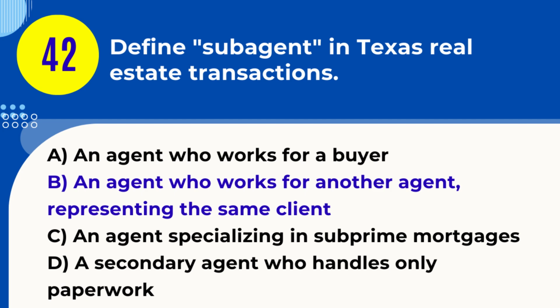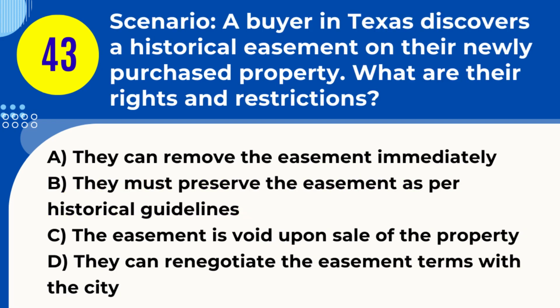Explanation. In Texas real estate, a subagent is an agent who works under another agent, representing the same client, often the seller, in a transaction. Question 43. Scenario. A buyer in Texas discovers a historical easement on their newly purchased property. What are their rights and restrictions?